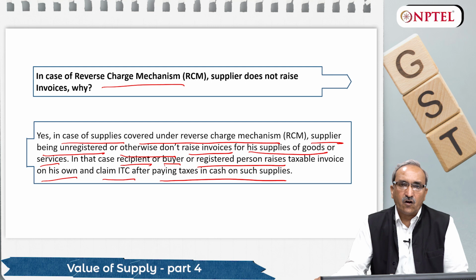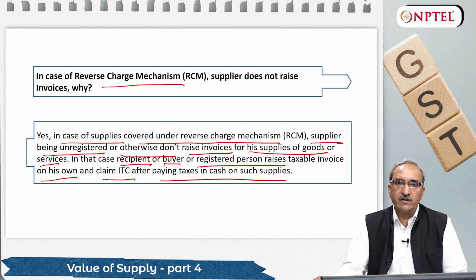So friends, for all such transactions which are covered under reverse charge mechanism, the supplier will not raise a bill or taxable invoice. He may send a simple invoice or a bill of supply to the buyer, and the buyer will raise a taxable invoice on his own and will pay tax, and that too in cash only. So wherever reverse charge transactions are there, tax has to be paid in cash only. There is no settlement, no set off with the taxes paid to the supplier.